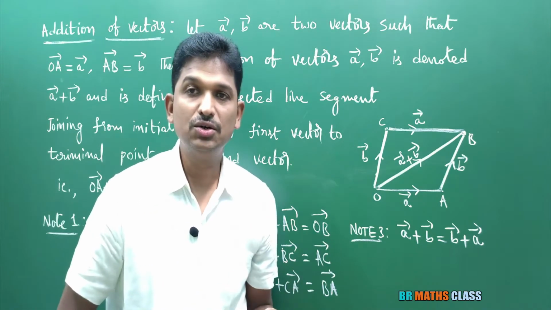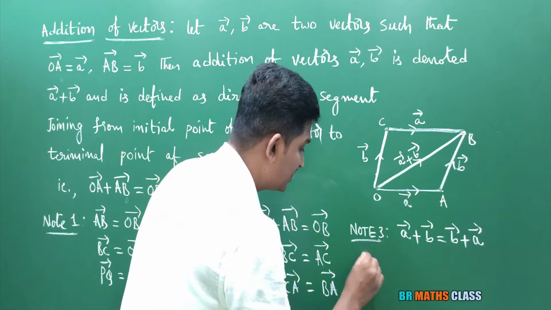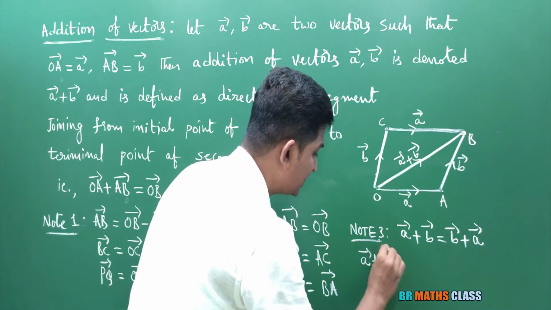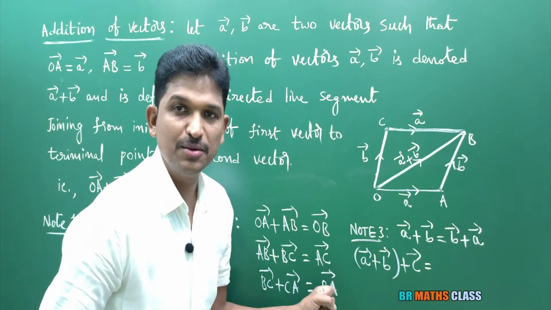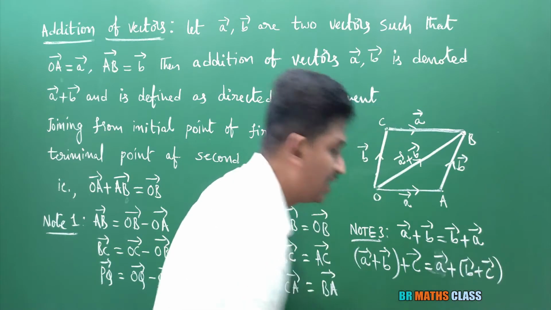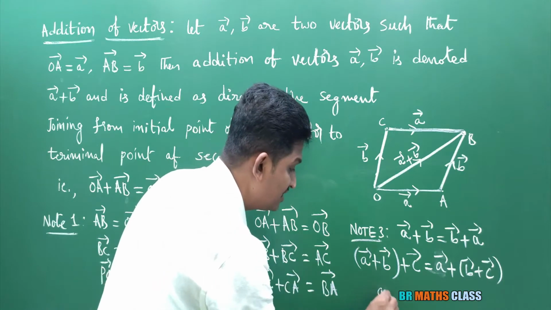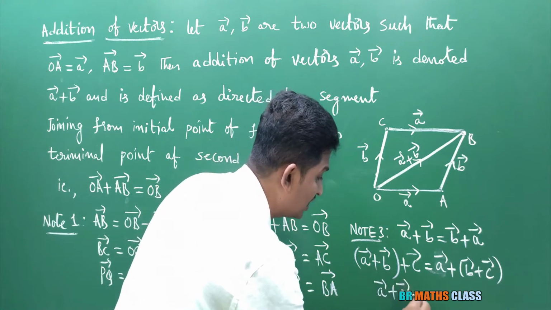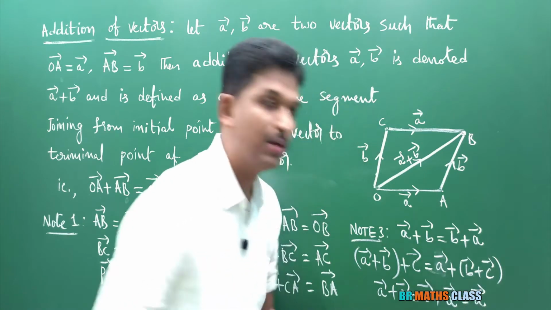So, what is the third note? Commutative law holds good with respect to addition of vectors. With respect to vector addition, associative law also holds good: A bar plus B bar plus C bar is the same regardless of grouping. And identity law also exists. That means A bar plus 0 bar equals 0 bar plus A bar equals A bar.